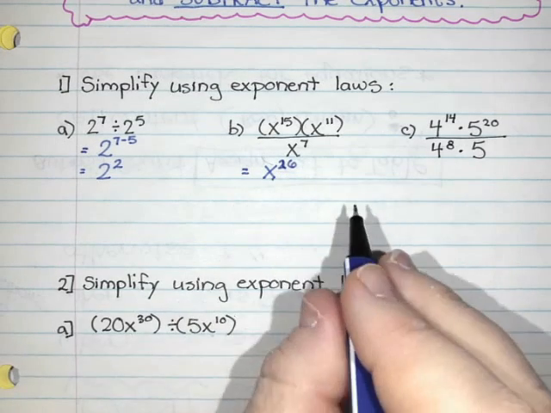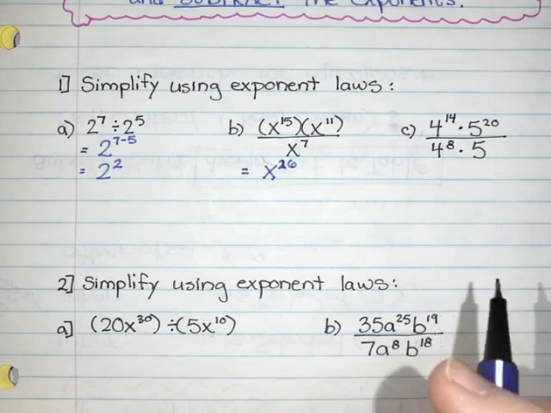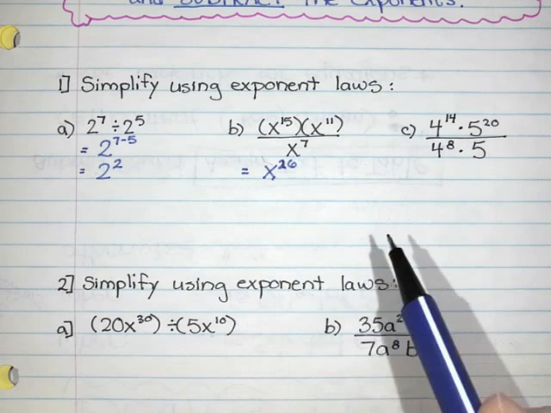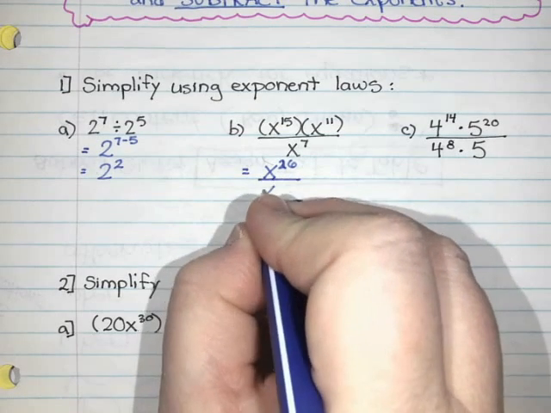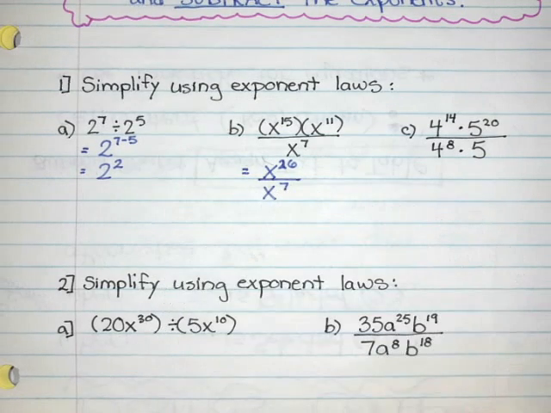So I didn't write 15 plus 11. I actually just did the addition in my head. You can use your calculator to help you do it. And then this is divided by x to the power of 7.